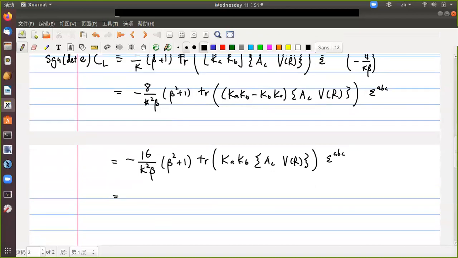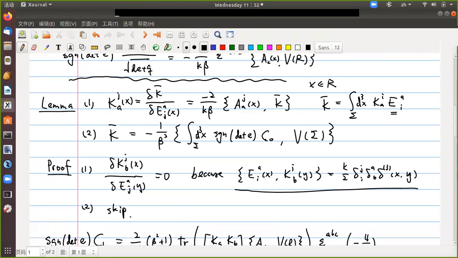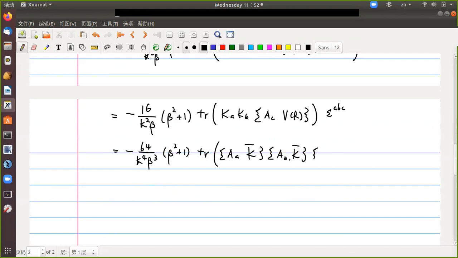And now you use this expression for K. So you got 16, 64, 4, 3, trace, and the nested Poisson brackets with Q and R, B, C, B of R. Okay.